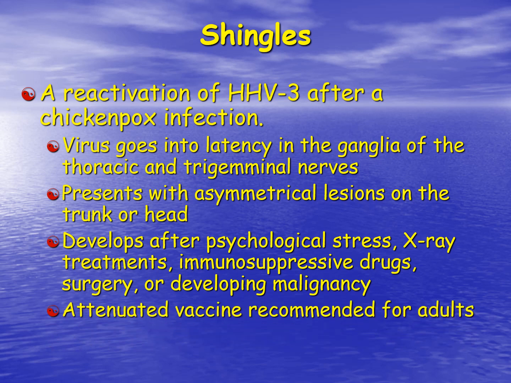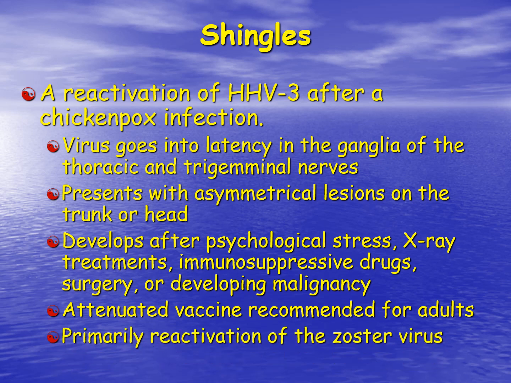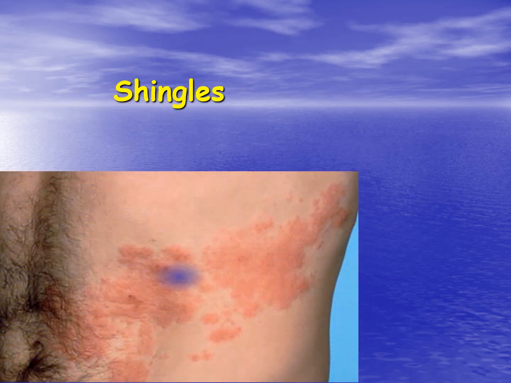An attenuated vaccine is now recommended for adults. And this is primarily reactivation of the zoster part of the human varicella zoster. So what we'll see are the bullous lesions breaking out on one side of the body, again along maybe one or two or three adjacent dermatomes.